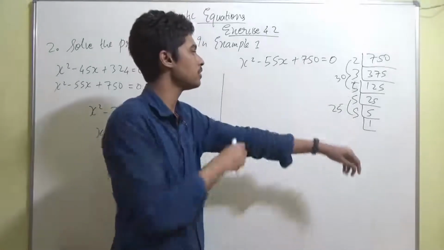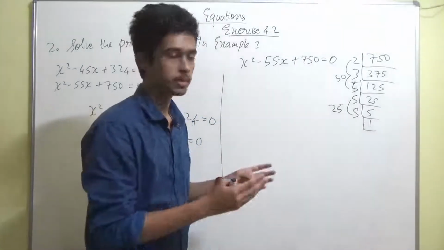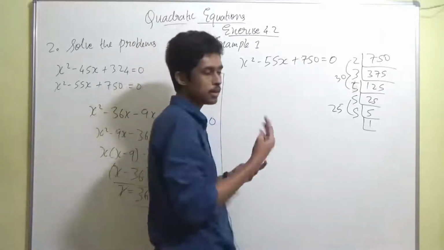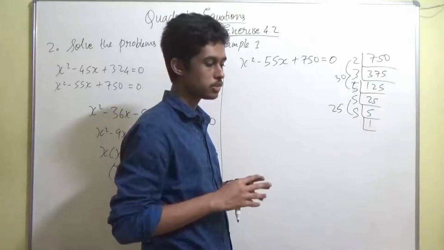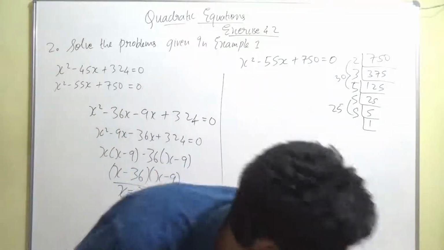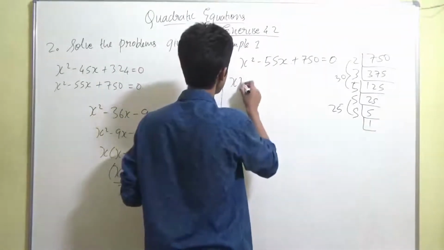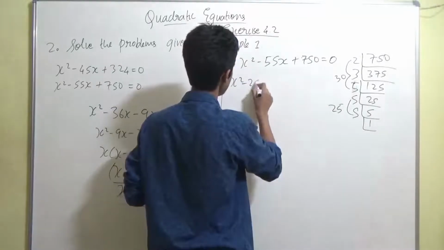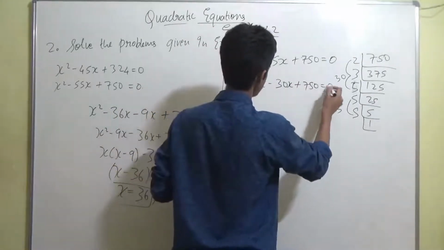This is the method which you will be adopting to find the splitted middle terms, the two middle terms. Or else you can do trial and error also, but it will take a really long time, so I would not advise that method. Just a minute, guys. Okay, done. So the splitted middle term comes out to be x square minus 25x minus 30x plus 750 equal to 0, right?